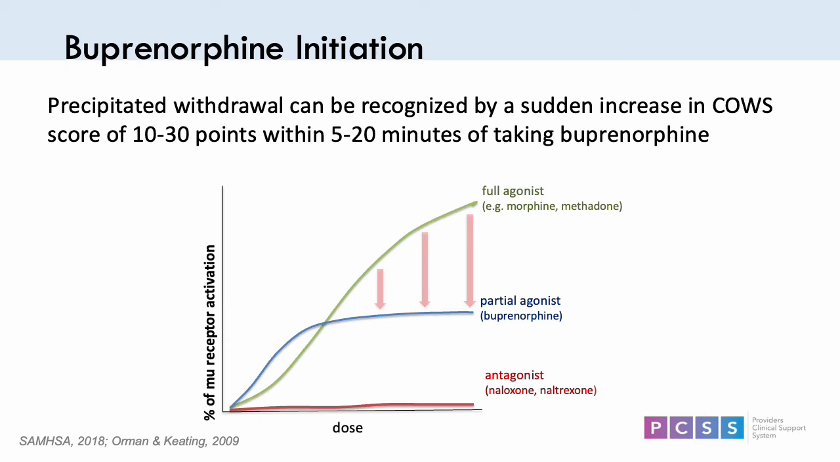People new to prescribing buprenorphine often worry that they're causing precipitated withdrawal. How can you recognize it? Well, I'll let you know that it is not subtle. It's actually defined as a sudden increase in COWS score of 10 to 30 points within 5 to 20 minutes of taking buprenorphine. As you can imagine, it is incredibly unpleasant and even traumatic for patients.